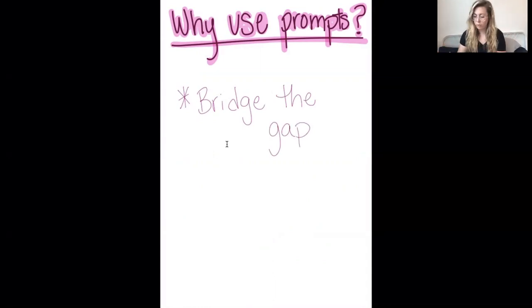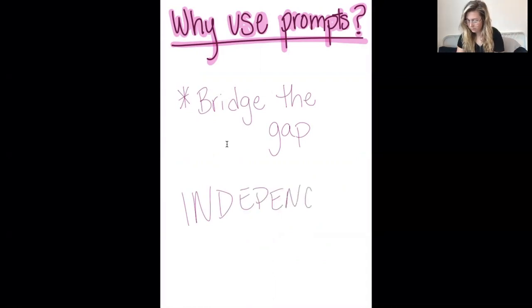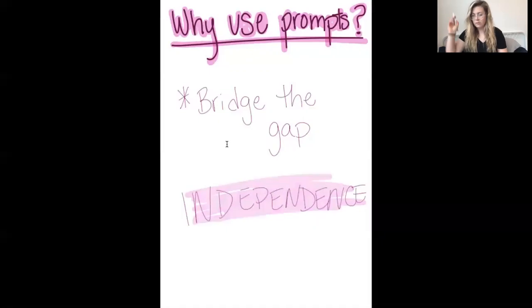Our goal is always independence. That's our main goal. So our goal is independence, and being able to fade prompts is just as important as being able to implement them. But for the purpose of this training, we're not going to discuss the fading techniques quite yet.